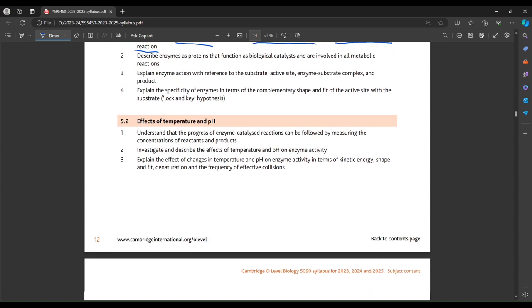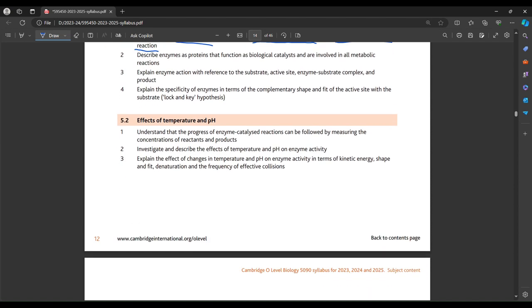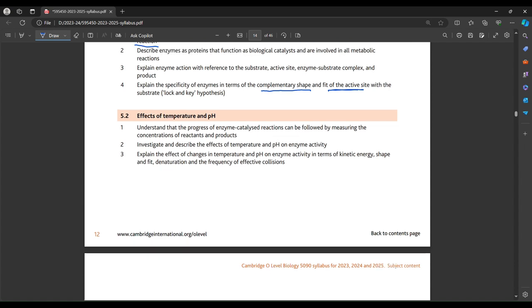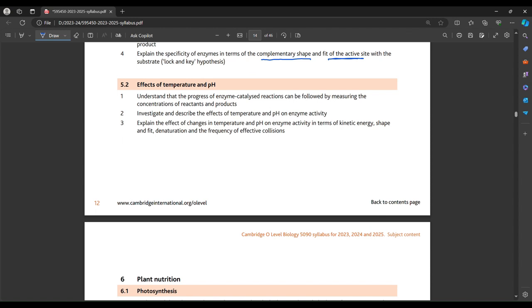Then, the specificity of enzymes. Always remember that enzymes are complementary in shape to the substrate. They have an active site which is complementary to the shape of the substrate, and the substrate will fit into the enzyme and form what? An enzyme-substrate complex. Okay.